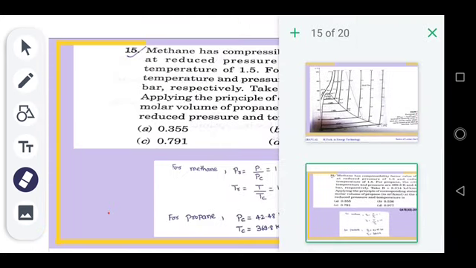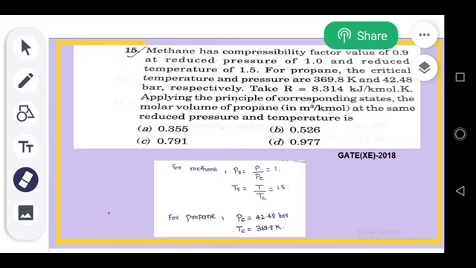Now come to the next question. Methane has compressibility factor value of 0.9 at reduced pressure of 1 and reduced temperature 1.5. For propane, the critical temperature and pressure are 369.8 Kelvin, 42.48 bar, respectively. The R is equal to 1.314 kilojoule per kilomole Kelvin. Applying the principle of corresponding state, the molar volume of propane at the same reduced pressure and temperature is.